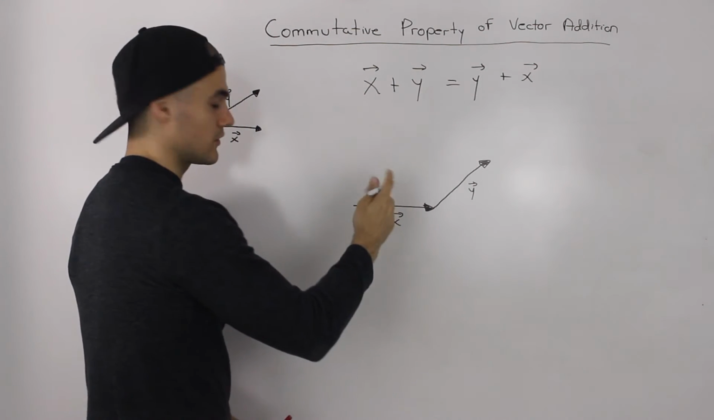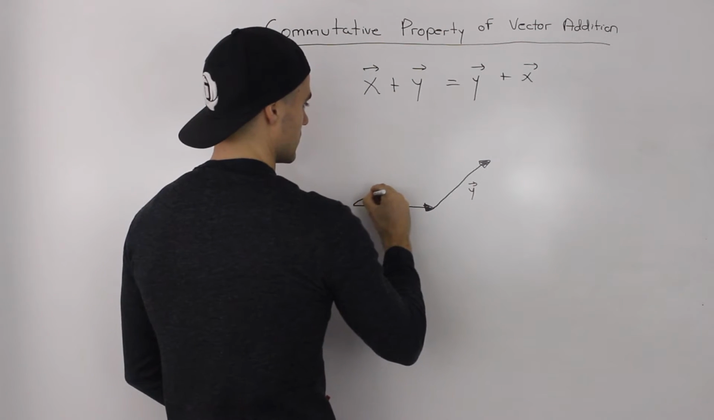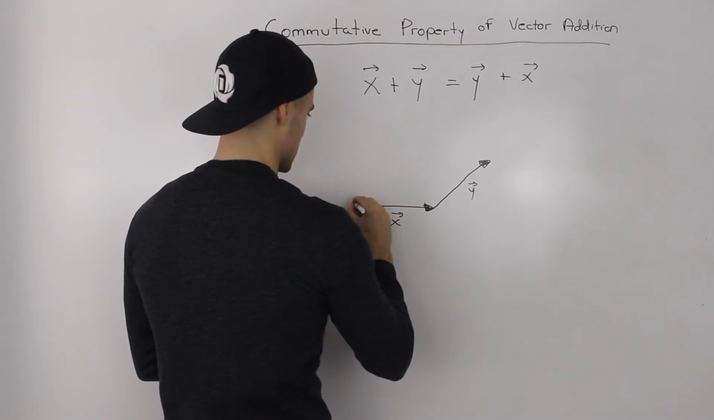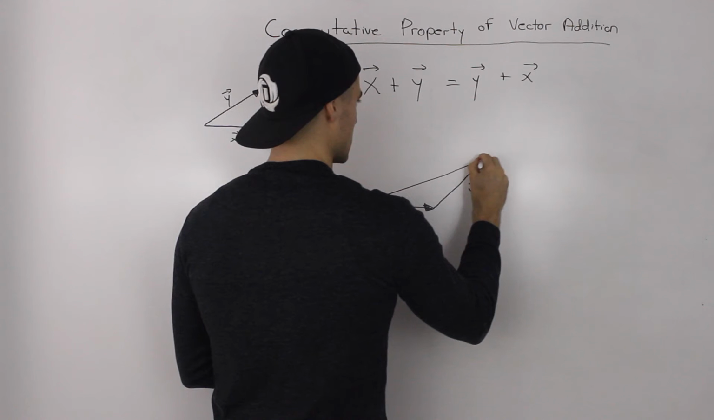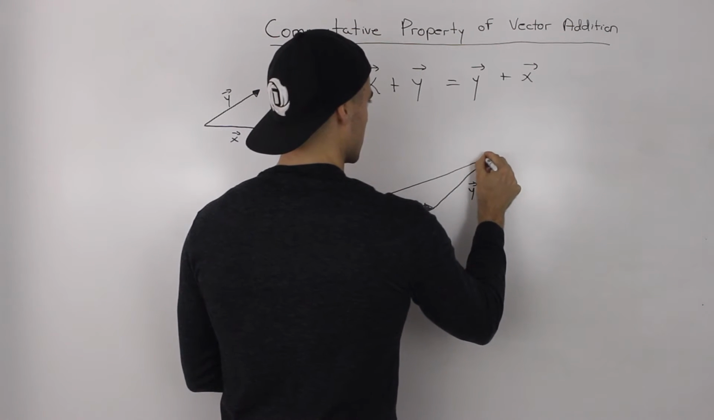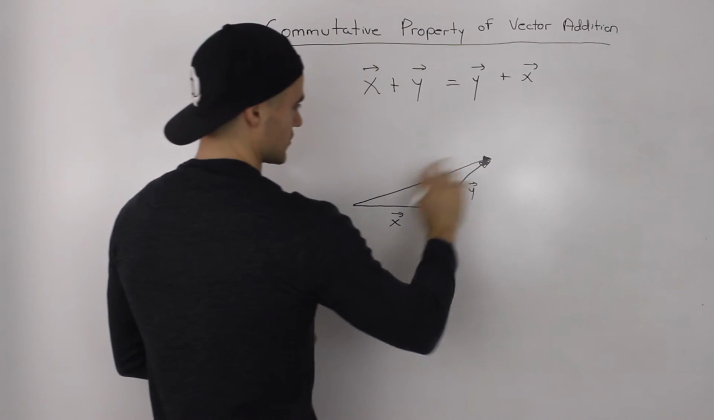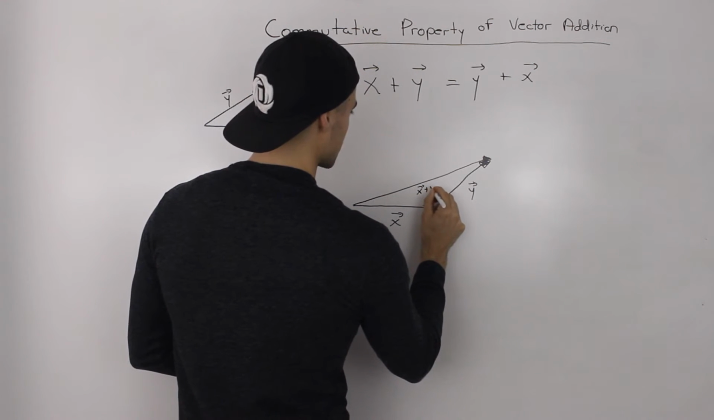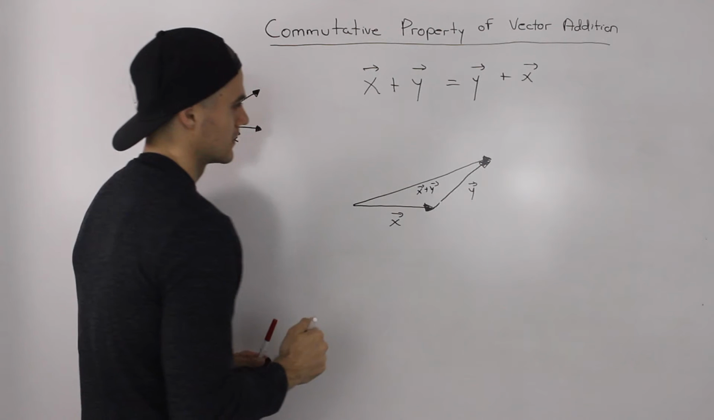So then the resultant of those, make sure I get this pretty smoothly. That's not bad. So this would be the resultant. This would be vector x plus vector y.